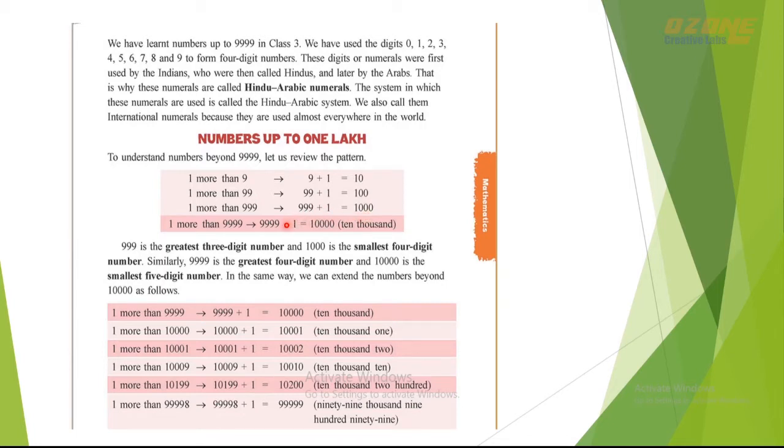Same way, 9999 plus 1 will get 10,000. That is the smallest 5-digit number. Then it comes 10,001, 10,002, and goes on up to 99,999. They are considered as 5-digit numbers, from 10,000 to 99,999.